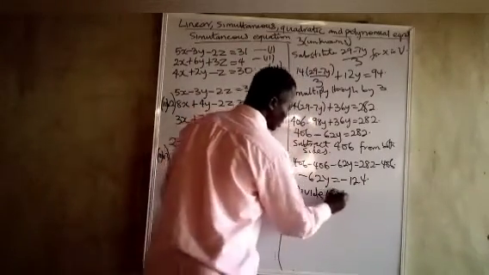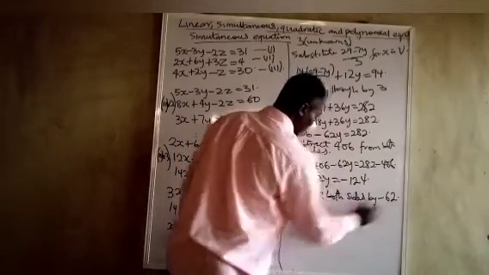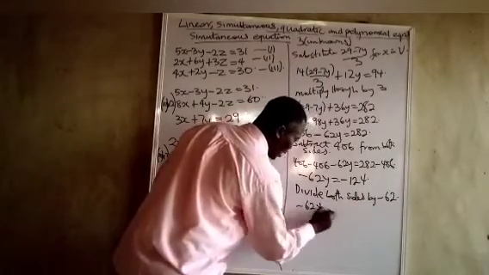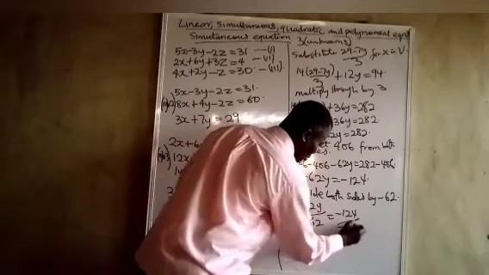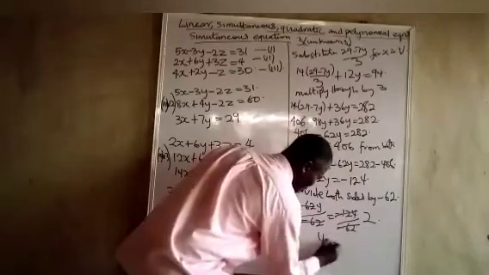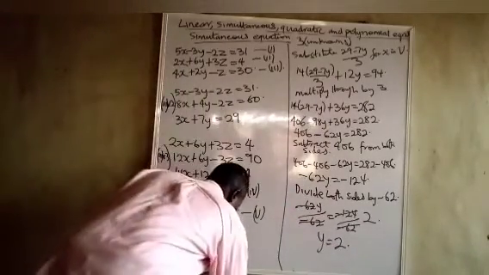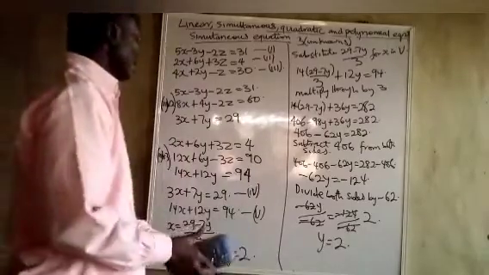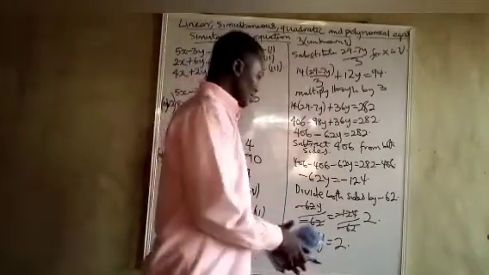Divide both sides by minus 62. So I have minus 62y divided by minus 62 is equal to minus 124 divided by minus 62. This cancels this, so y is equal to 2. I have gotten y now. So y is equal to 2. From there, I can now put this back into this equation to find x.